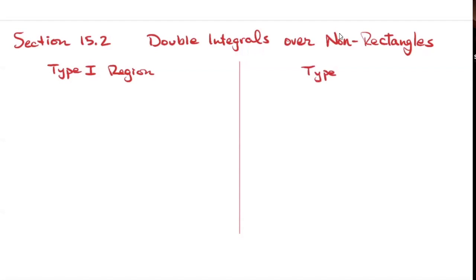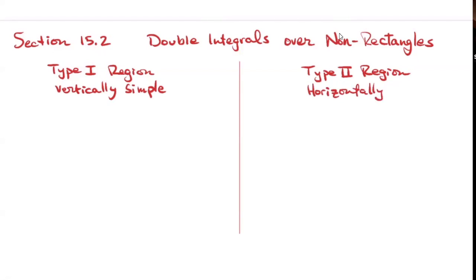I cannot keep this straight in my mind. I don't care whether they're type 1 or type 2. What I like is the term vertically simple, or horizontally simple. At least that tells me something geometric and not just an arbitrary labeling.